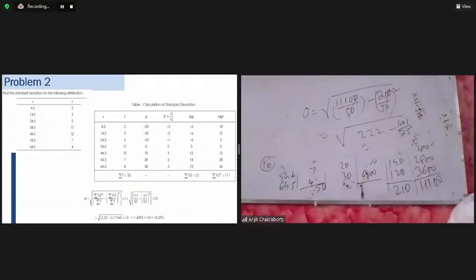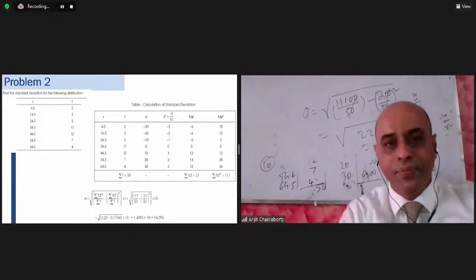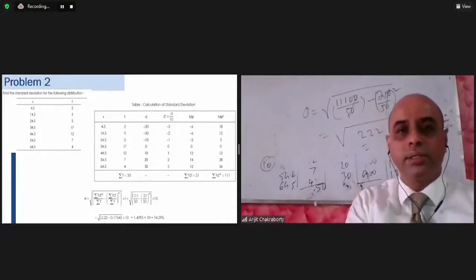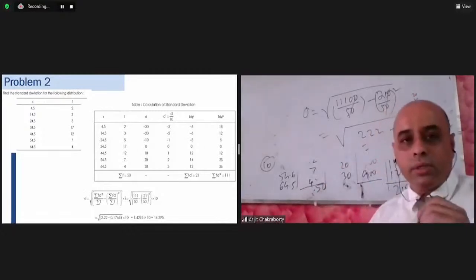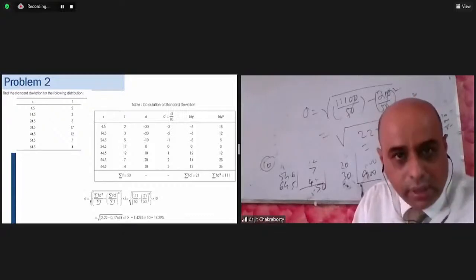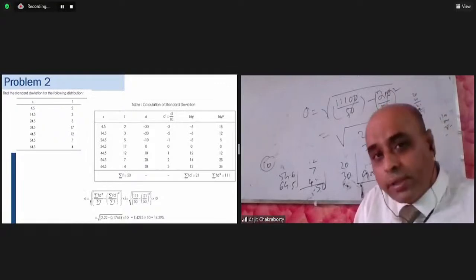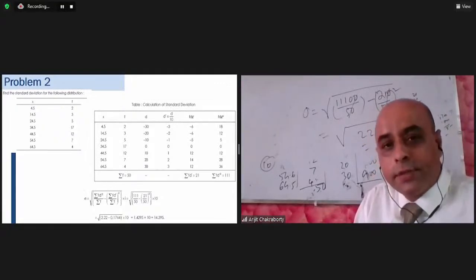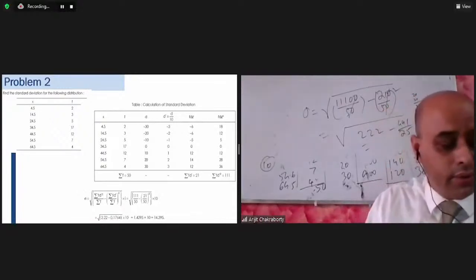So ultimately, whichever formula we use, we get the same standard deviation. The only point is the calculation, as I've just done, becomes longer because we have not divided by the class interval. So the numbers are bigger, so it takes more time to calculate. Otherwise, if you divide it by 10, which is the class interval in this case, then the numbers become smaller, so more manageable to handle in the exam, right?